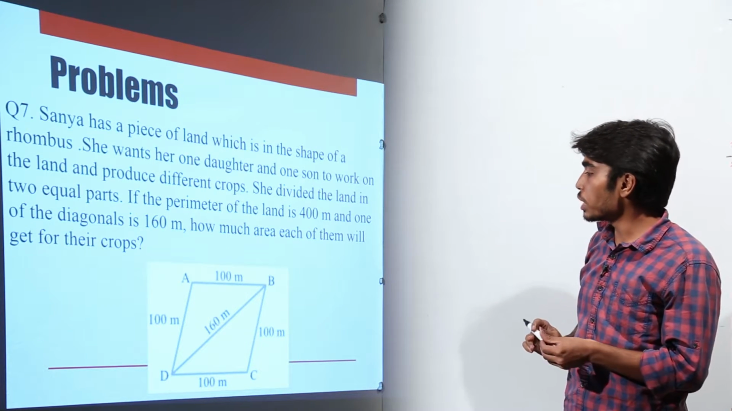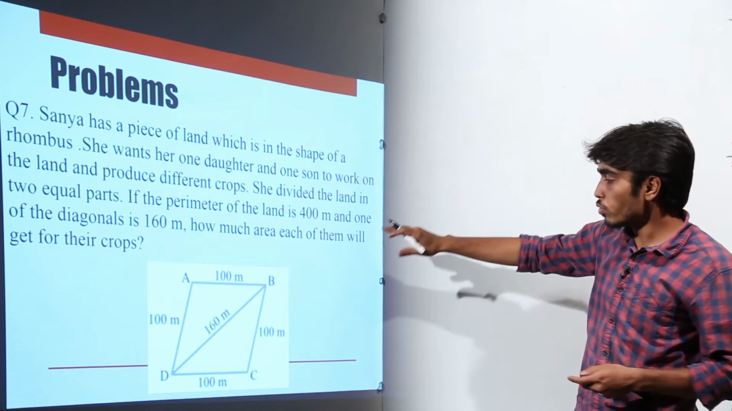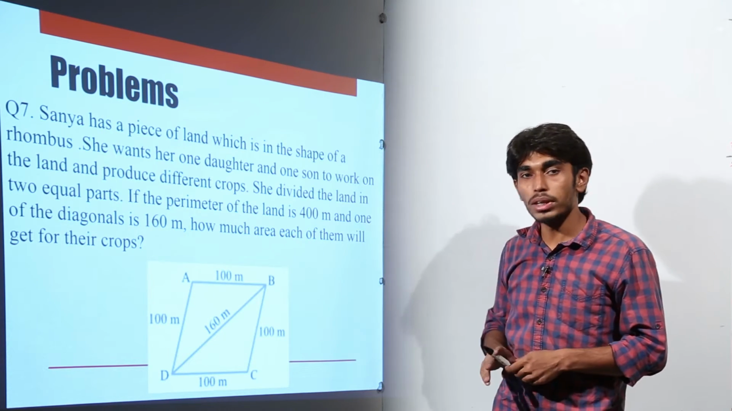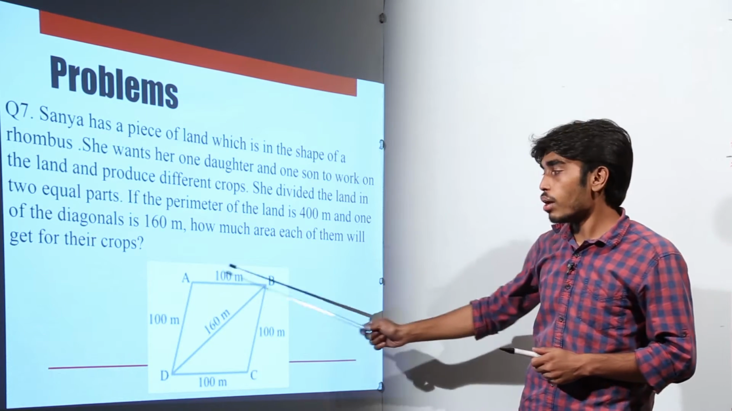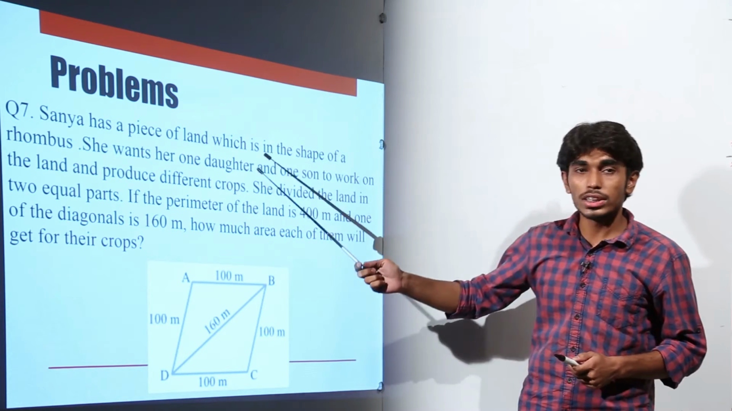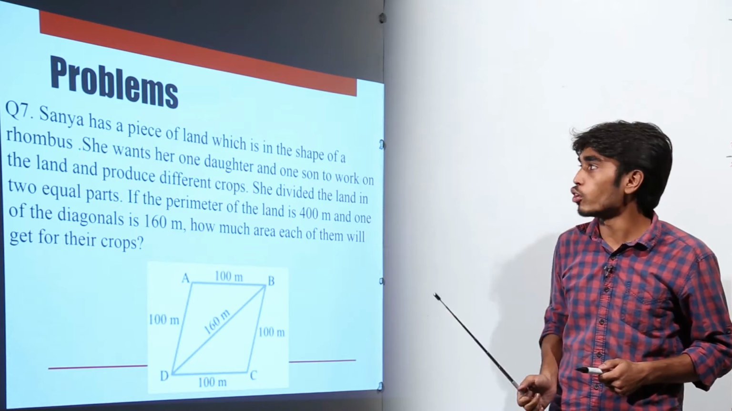Now here we have been given a rhombus. The sides of the rhombus are given. The side is 100 meters, so all the sides become 100 meters. Sanya has a piece of land which is in the shape of a rhombus.